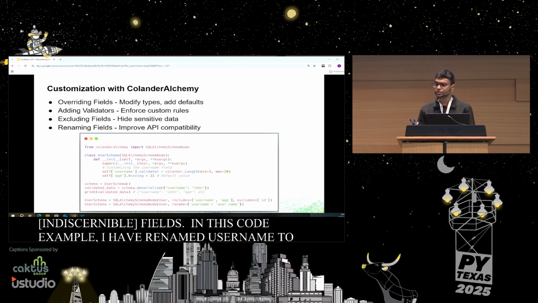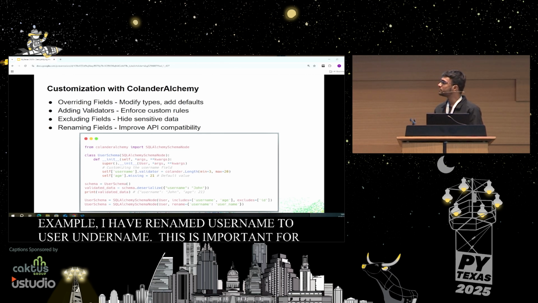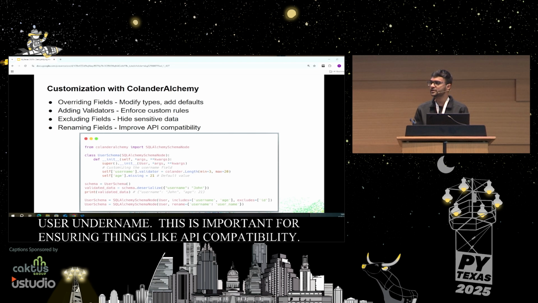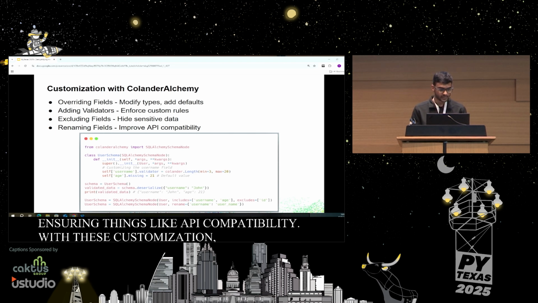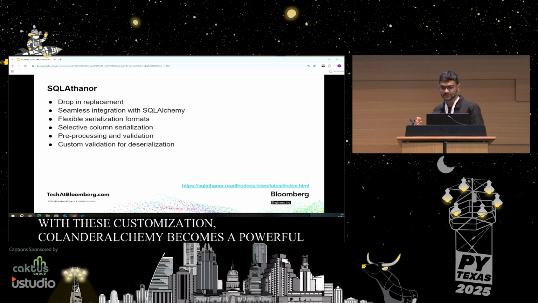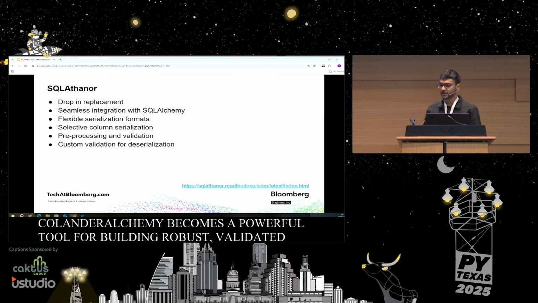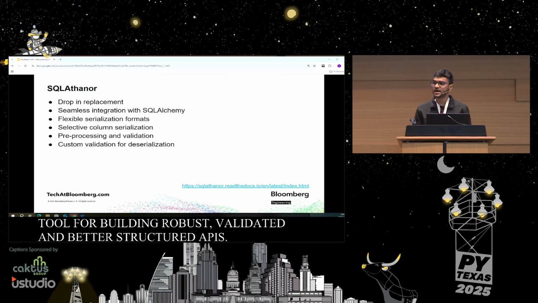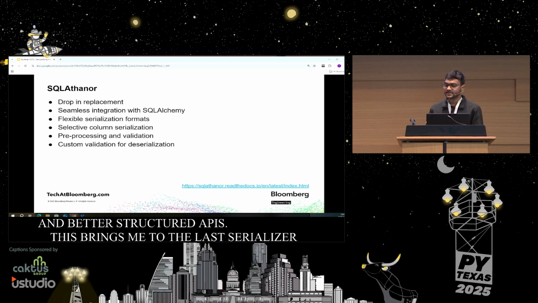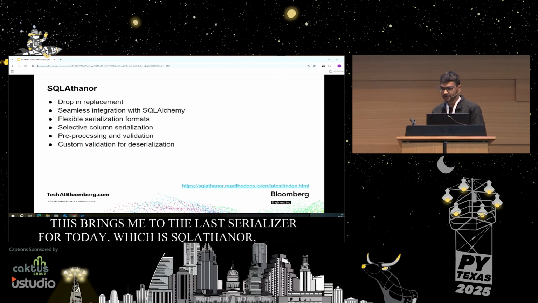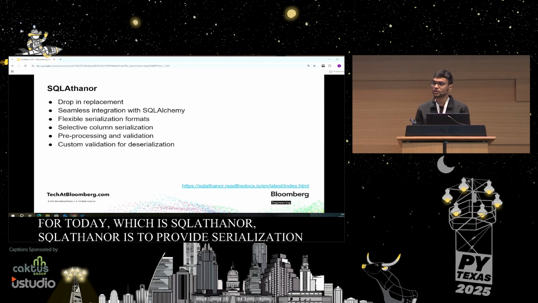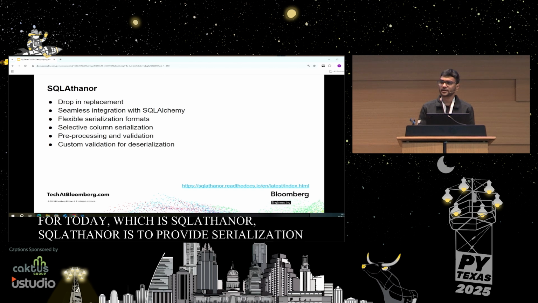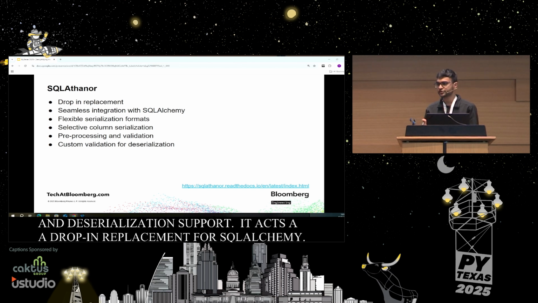With these customizations, ColanderAlchemy becomes a powerful tool for building robust, validated, and well-structured APIs. This brings me to the last serializer for today, which is SQLAthanor. SQLAthanor is designed to extend SQLAlchemy to provide it with serialization and deserialization support. It acts as a drop-in replacement for SQLAlchemy. You can continue to define your models just as you would with SQLAlchemy ORM, but now they would also support serialization and deserialization.